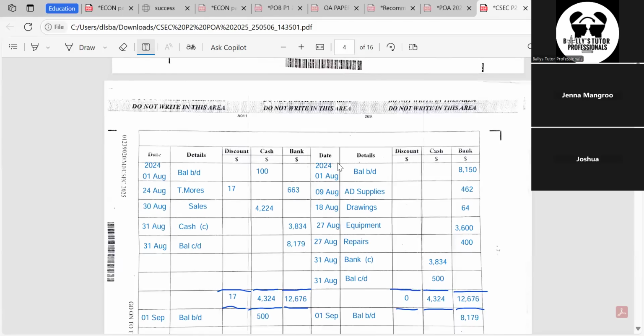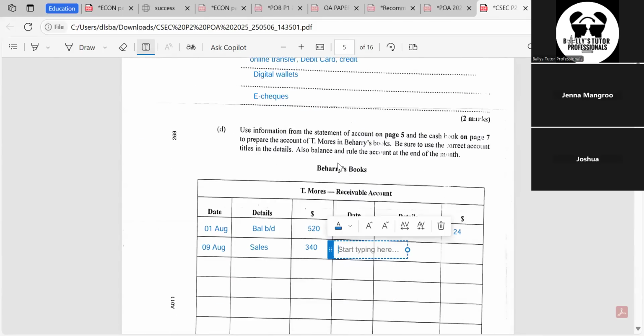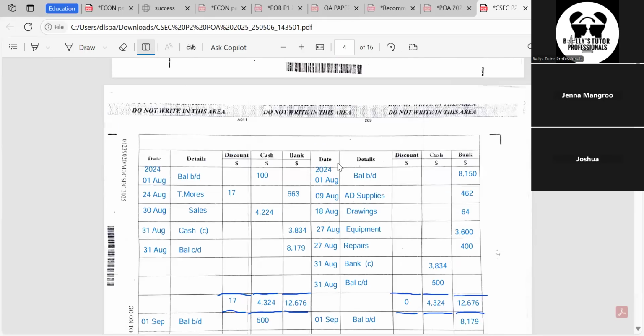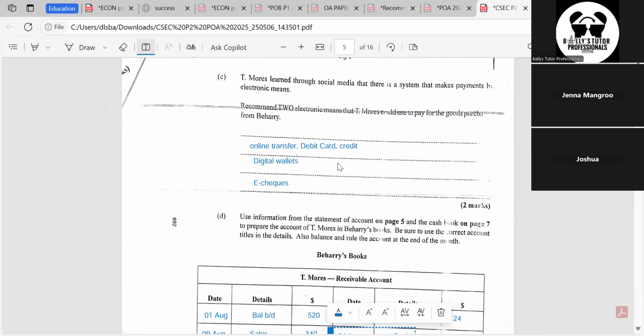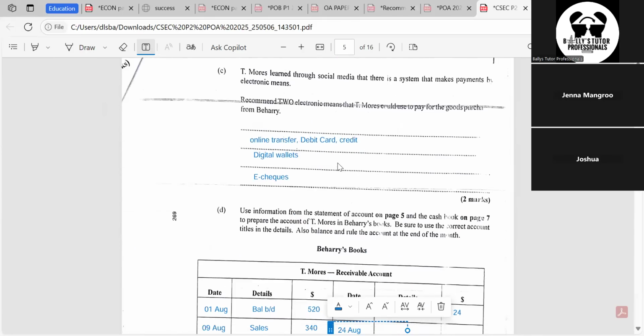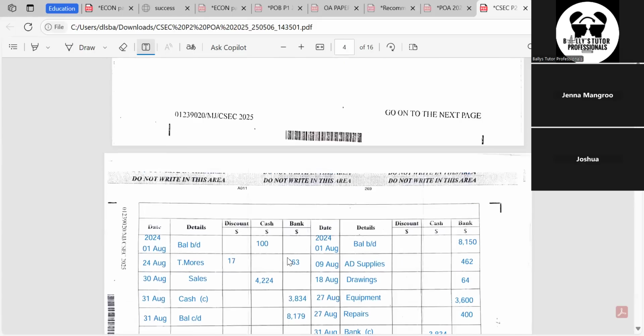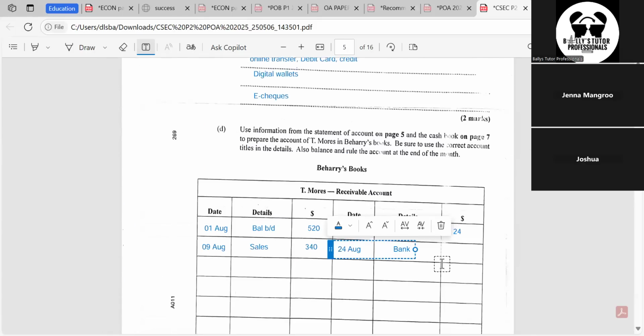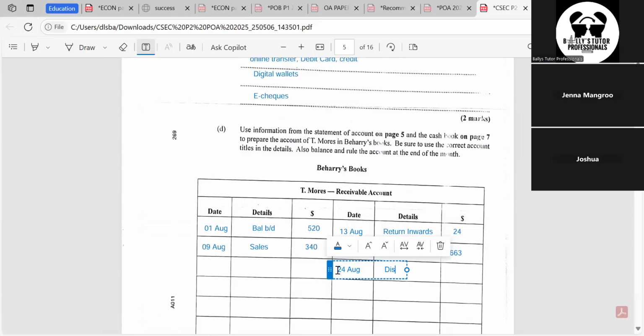What date was it? The 24th? 24th of August. Was it cash or check he paid? Check. So bank, 663. And then 24th of August, discount allowed, because he was allowed a discount of $17.